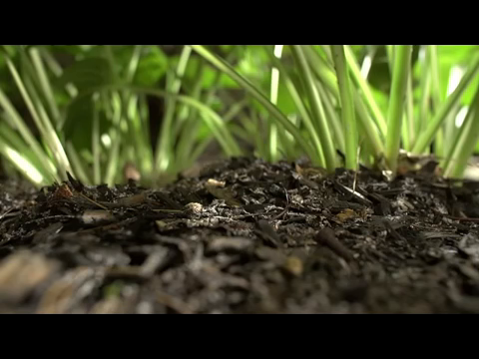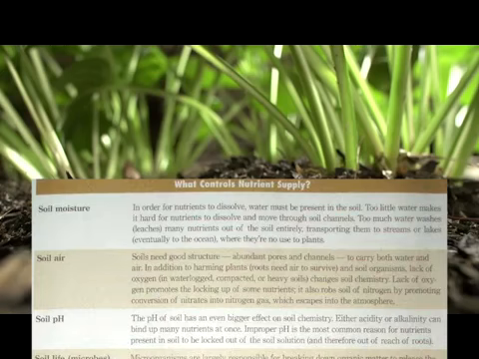What controls nutrient supply? Soil moisture. In order for nutrients to dissolve, water must be present in the soil. Too little water makes it hard for nutrients to dissolve and move through soil channels. Too much water washes or leaches many of the nutrients out of the soil entirely, transporting them to streams or lakes and eventually to the ocean, where they're of no use to plants.